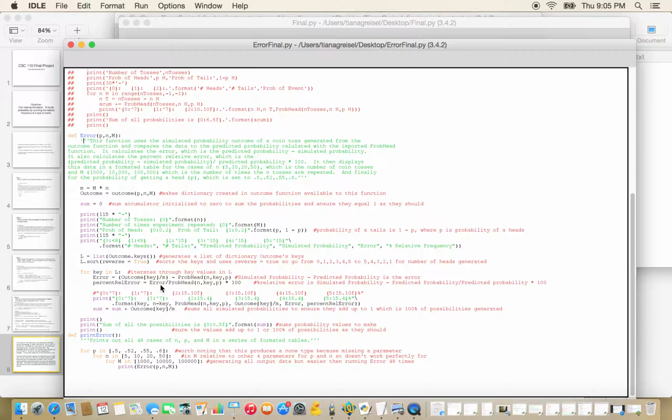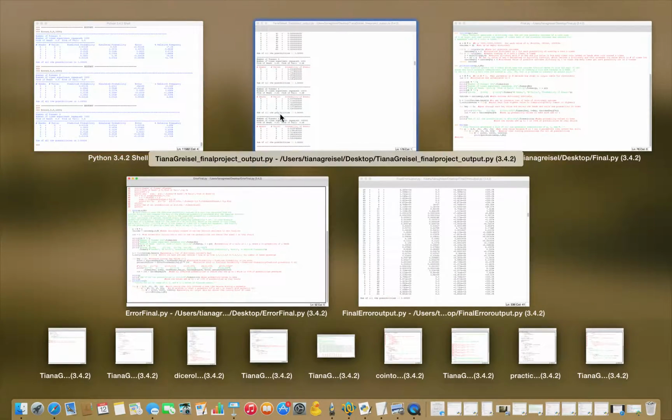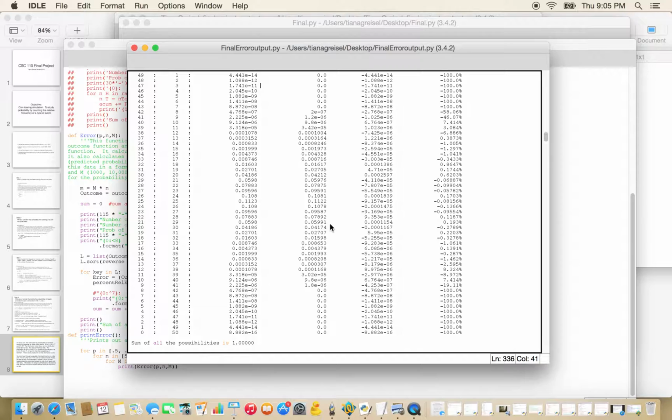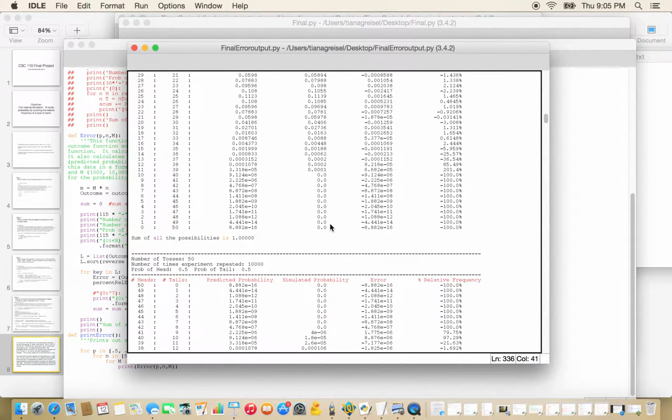And my percent relative error is that error, the simulated probability minus the predicted probability, divided by the predicted probability, which is this function, probability of heads and k p, which I imported. Then I multiply that by 100 to give me my percent relative error. I have it nicely formatted in a format statement here, and this is a nested loop to print it out. And that is what gave me my percent relative errors here.